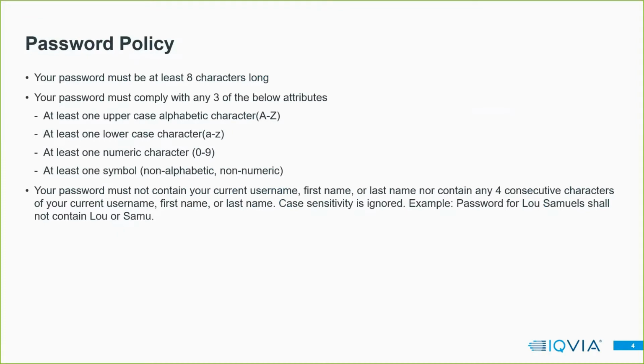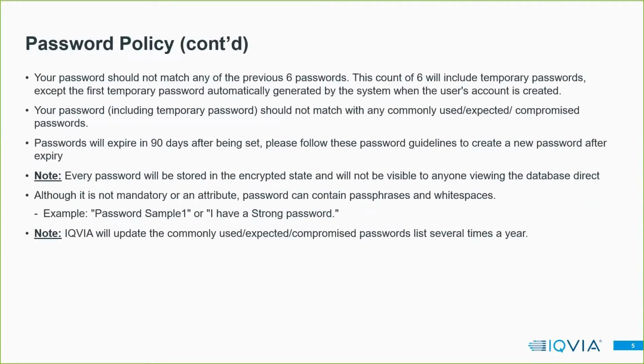Your password must not contain your current username, first name, last name, or any 4 consecutive characters contained within. The second part of the password policy has to do with passwords going forward. It should not match any of the previous 6 passwords, and this will count for 6 of the passwords, but it will not include your first temporary password. It cannot contain any of the commonly used, expected, or compromised passwords, and those are going to be things like 1, 2, 3, 4, 5, 6, or the word password.